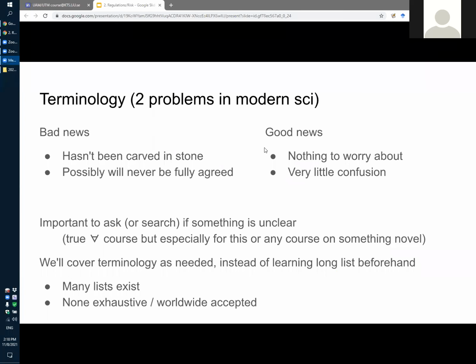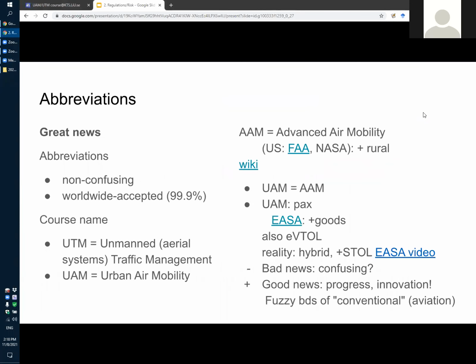There are many lists of terms that exist, but I don't think there is one which would be accepted as a ground truth worldwide. On the other hand, if we speak about abbreviations, I think they are pretty much non-confusing and worldwide accepted. What is worldwide accepted is how any particular abbreviation is expanded. They may still mean different things, and we'll look at examples, but at least in terms of what a particular sequence of letters means, the abbreviation, or sometimes called the initialization, when you take the initial letters and form an abbreviation, the expansions are more or less fixed.